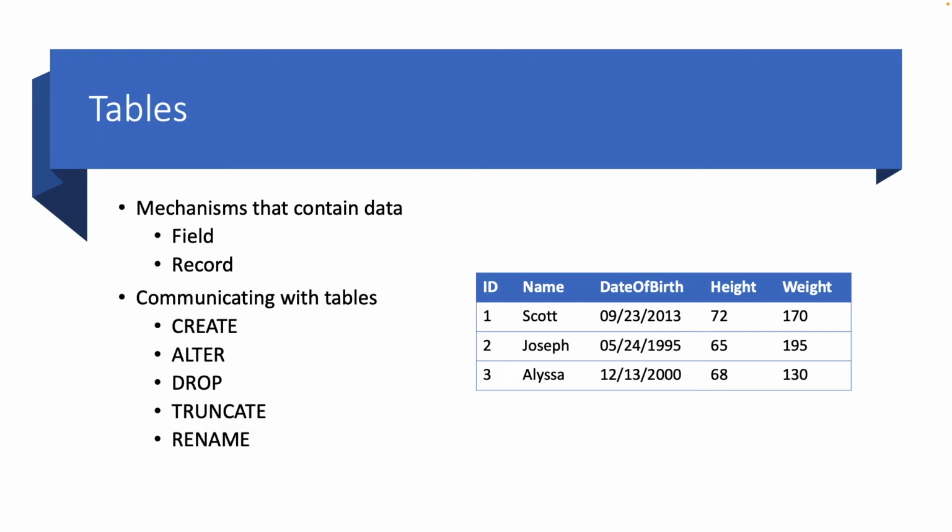We also have truncate and rename. Truncate is just simply to delete data inside of the table, but not actually delete the table itself, like drop would. And rename is pretty self-explanatory. It's just to assign the table a new name. So that's really how data is stored within Snowflake.